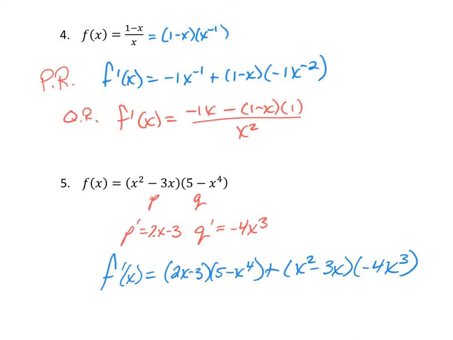Yes, you can go ahead and FOIL this out and then take the derivative, or you can use the product rule. Either way will work for you.